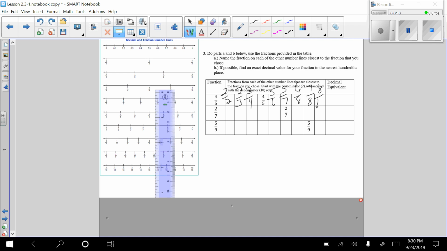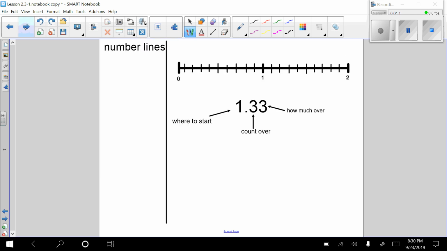And then if I needed to find an equivalent decimal, I can go ahead and put it on 4/5, go right up to the decimal and see that that's 0.8. Go ahead and stop the video and give the next two a try.